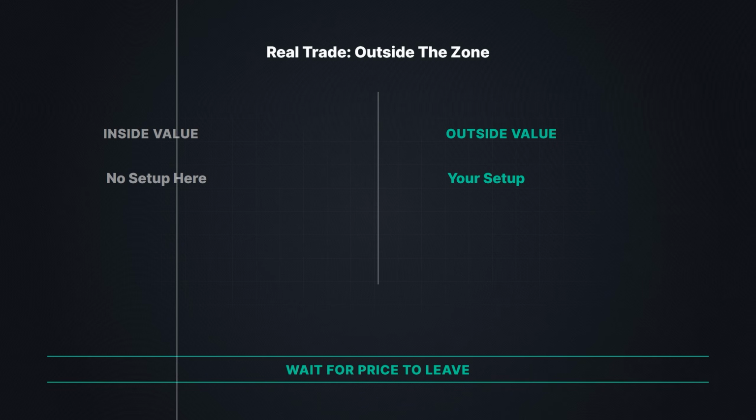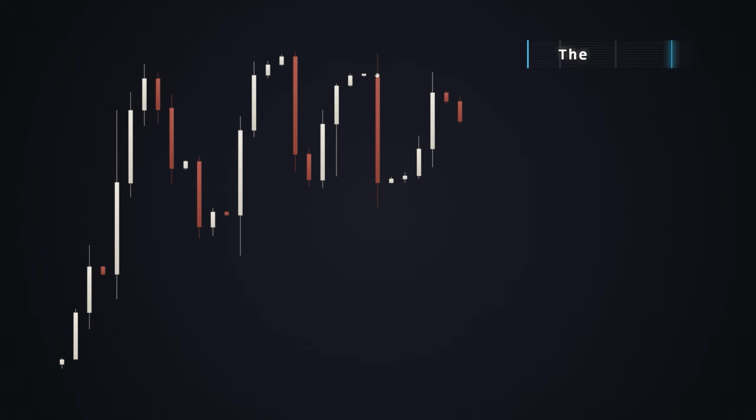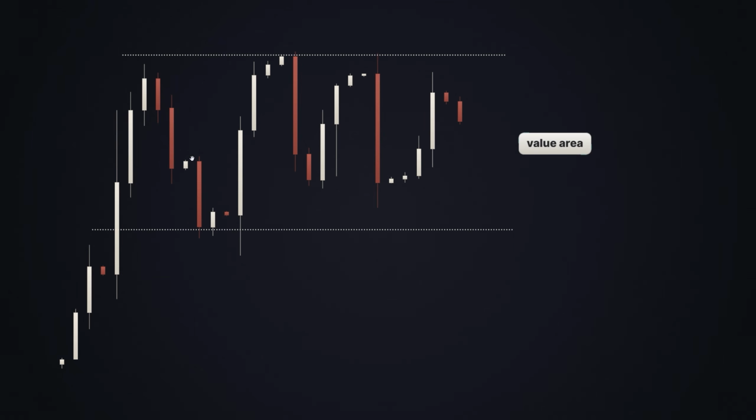Now that value is marked, the real trade is not inside the zone. The real trade happens when price tries to leave it. Look at the top edge of this 5-minute range. Price taps it, pulls back, and taps it again. But it still cannot build above it. That edge is giving you information the middle never gave you.